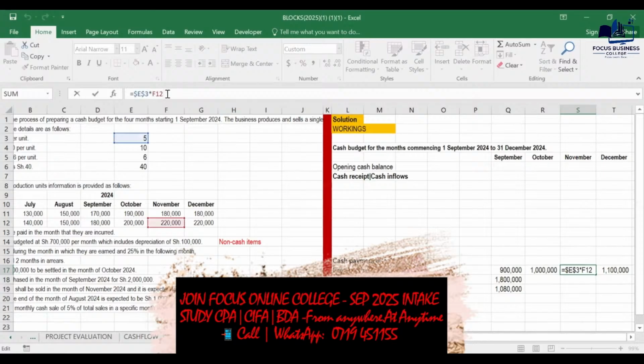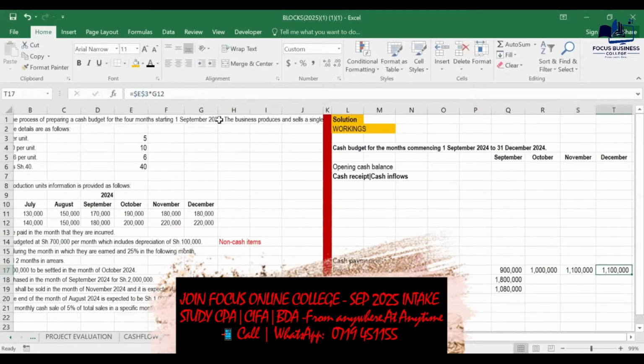You come up here. You can see how that figure has been computed. The direct material cost, which is 5, times the unit produced in November. Is that correct? Yes, it is very much correct. What about this other one here? How is this figure computed?